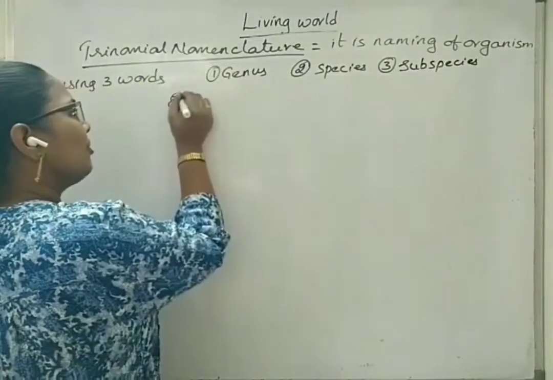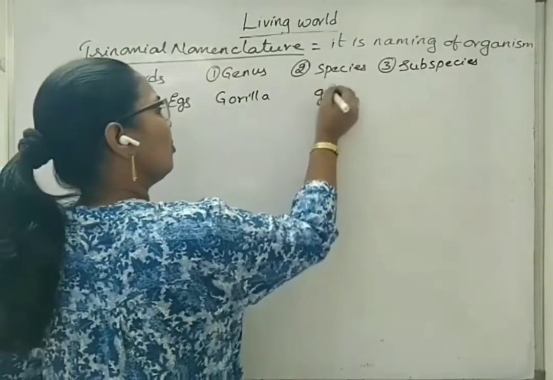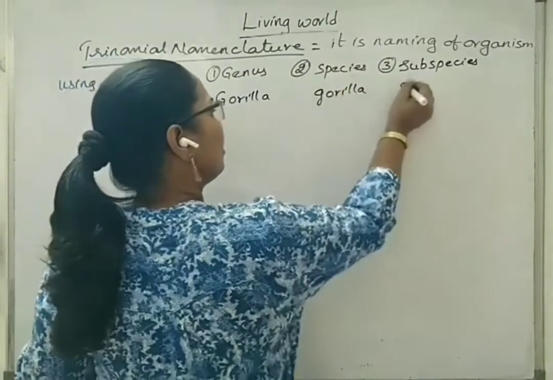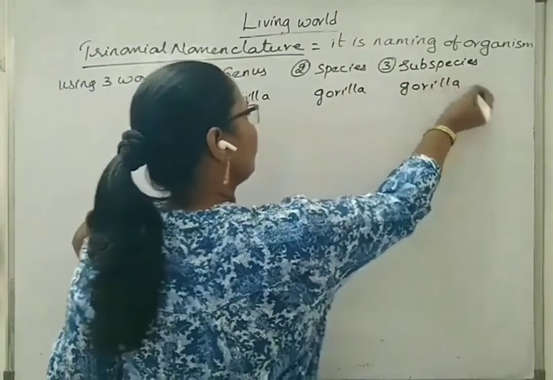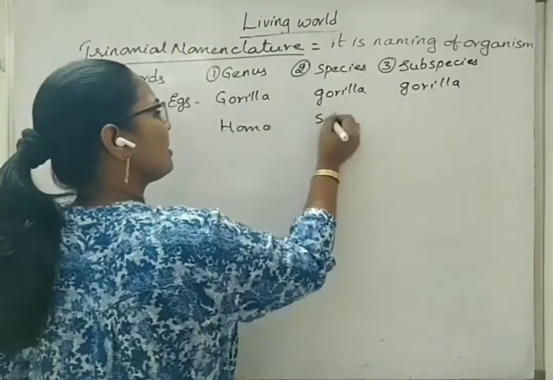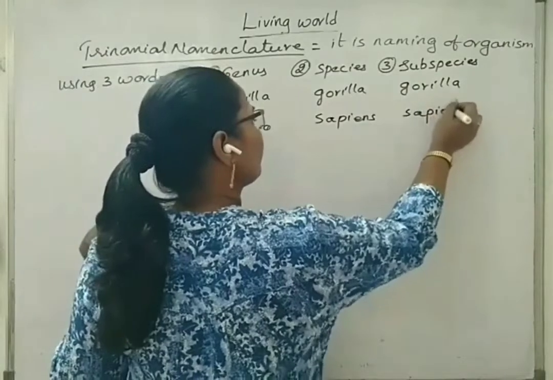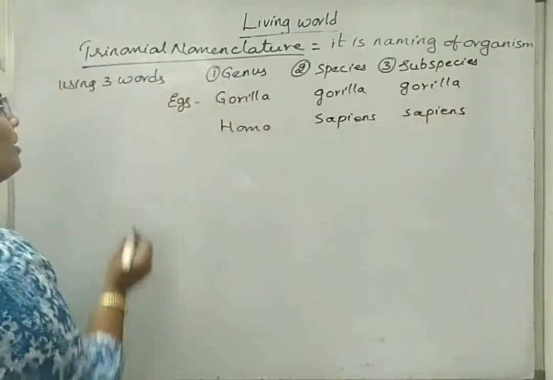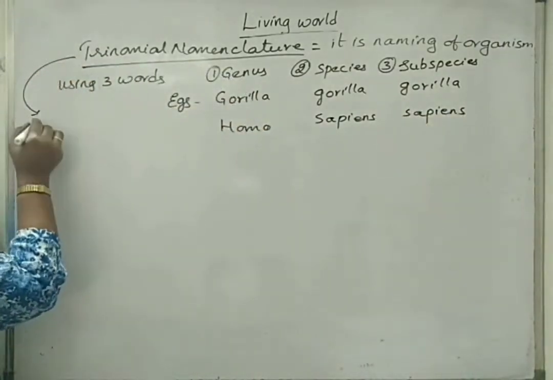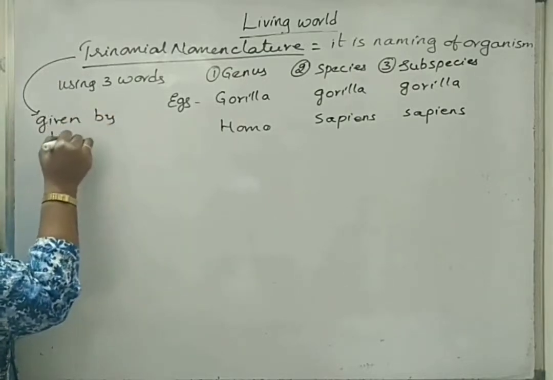Here we can take some of the examples like Gorilla gorilla gorilla. Another example we will take Homo sapiens sapiens. This trinomial nomenclature is given by Lamarck.